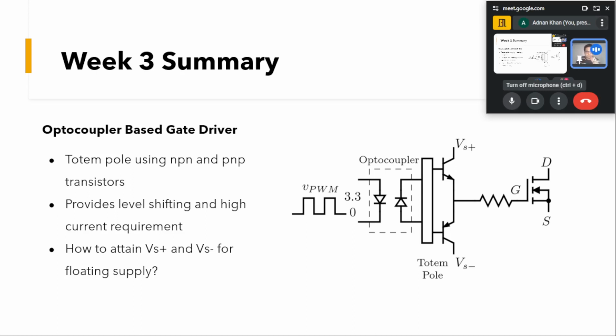So because of this totem pole configuration, we are able to provide whatever proper level shifting is needed. Like if we want a positive plus 15 volts during the turn on, and during the turn off we want a minus 5 volts, we can have this VS positive as plus 15 and VS minus as minus 5 volts. So because of this totem pole configuration, we will be able to have the proper level shifting required to drive a particular device.